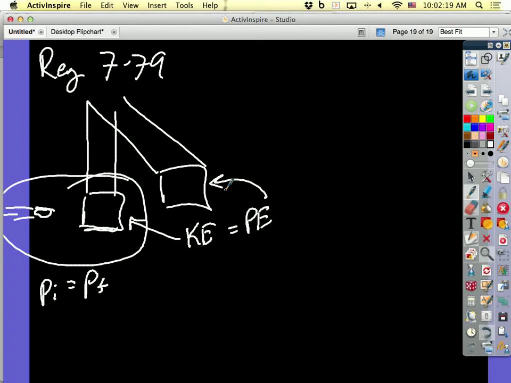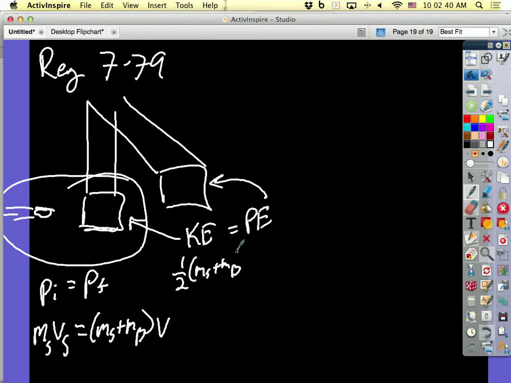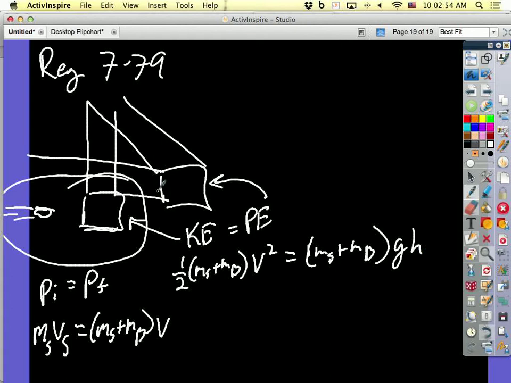So here you're going to have, I think this is a ball, right? So it's going to be the mass of the softball times the velocity of the softball. And then that sticks in the box. So it's going to be the mass of the softball plus the mass of the box times the new velocity. Now, this is going to be 1/2 the mass of the ball plus the mass of the box times the velocity squared is going to equal the mass of the softball plus the mass of the box times gh. Right? See it? Now the question is, what is that? That's h, how much the box rose, right?